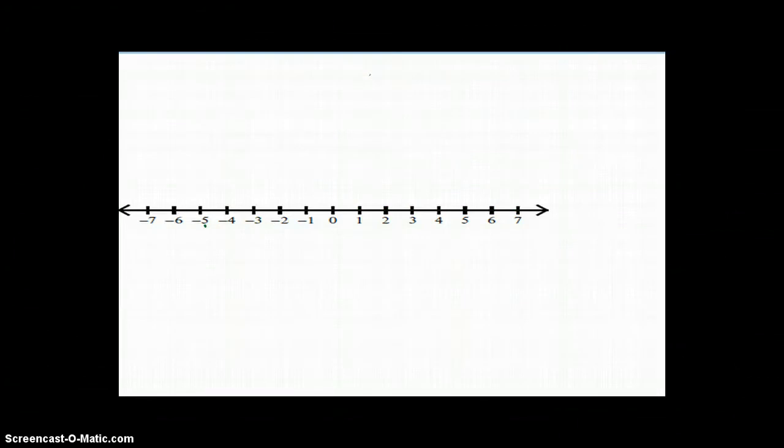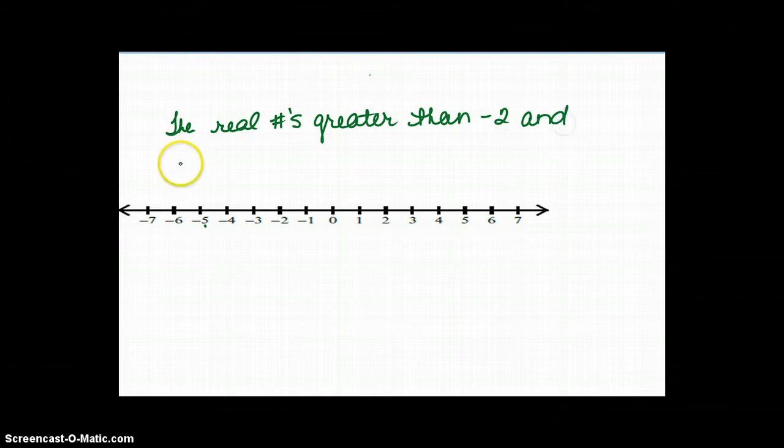Now the next one we're going to go over is going to have the real numbers. And there's going to be some new notation here, and I'm going to explain to you what all of that means. But why don't we say the real numbers greater than -2 and less than 4. So pay really close attention here because we have two different things. We have greater than and less than.